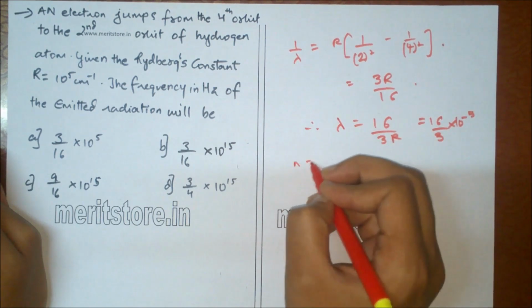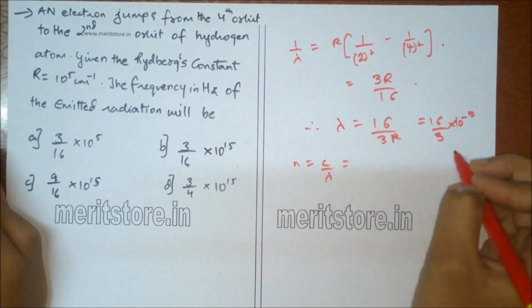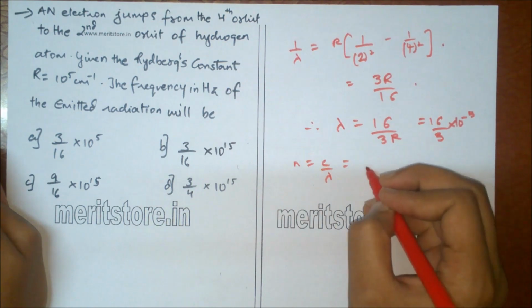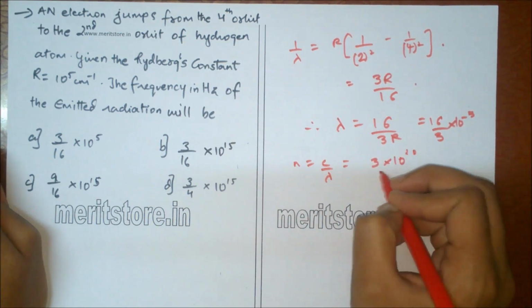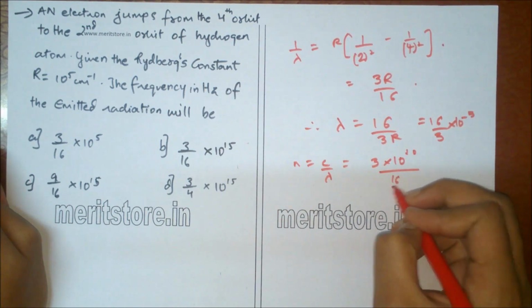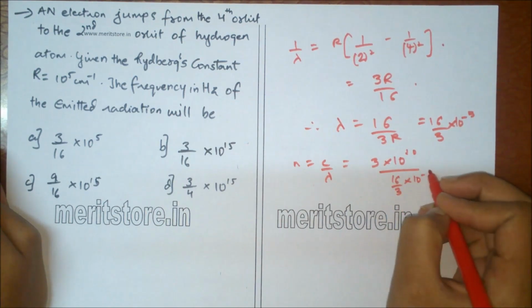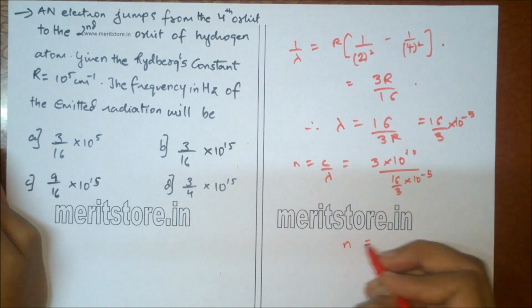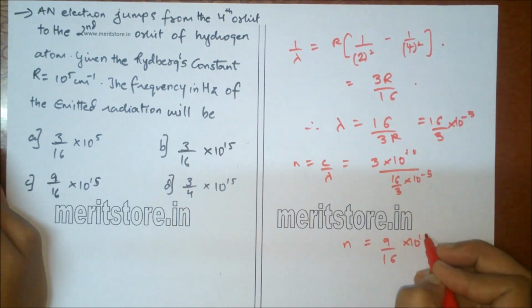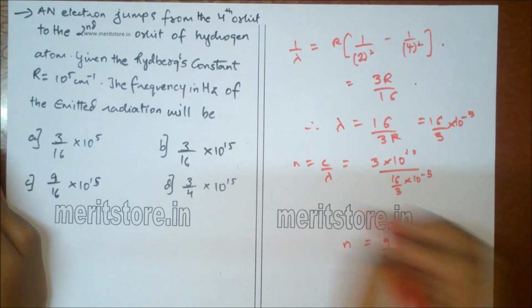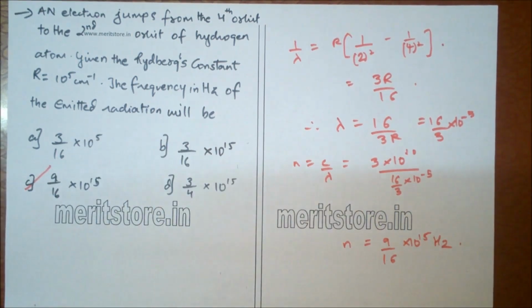Now frequency n is equal to c upon lambda. We found out the value of lambda from here. C is the speed of light, 3 into 10 raised to 10 divided by 16 by 3 into 10 raised to minus 5. On solving this, we get frequency as 9 by 16 into 10 raised to 15 hertz. So option C is the correct answer.